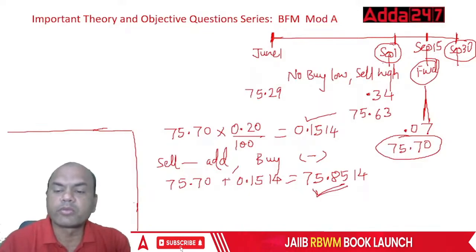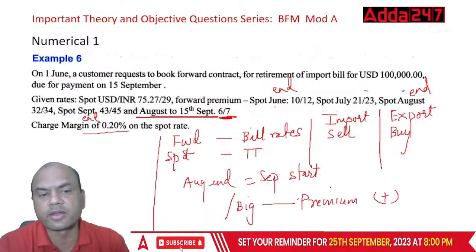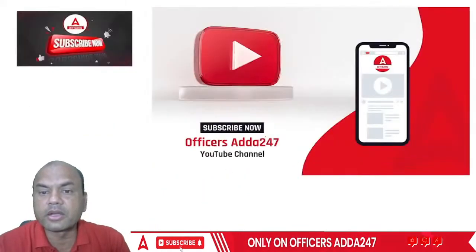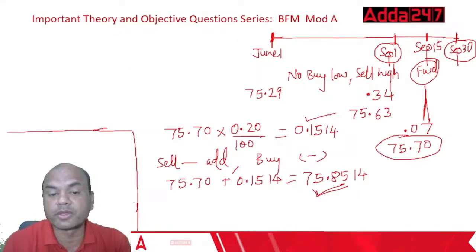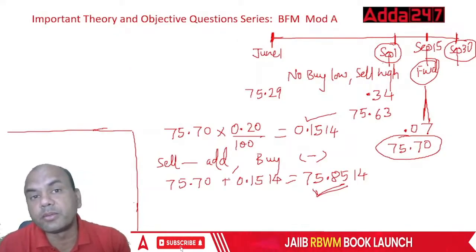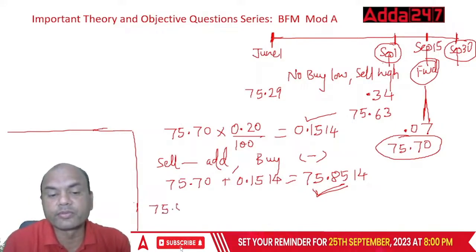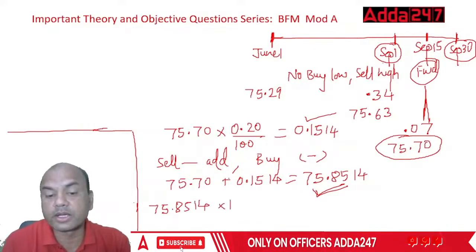Okay. But what do you mean by this rate? What has happened actually? In this whole transaction, you have got the rate. But this much amount you will be debiting to the customer. See this 75.85, because $1 lakh are to be given. So what amount will you be debiting to that customer? So 75.8514 into 1 lakh. $1 lakh, right?